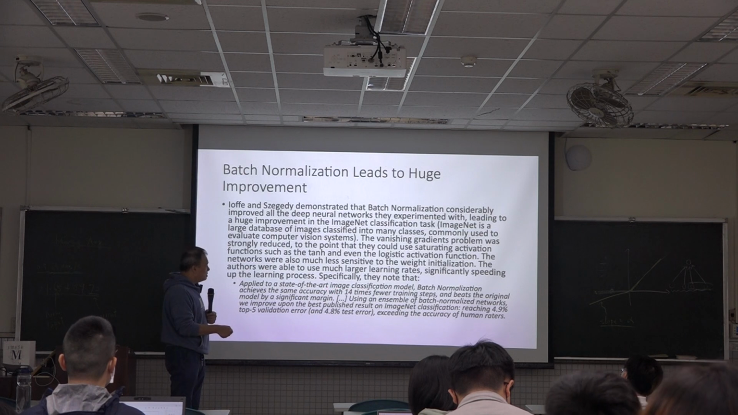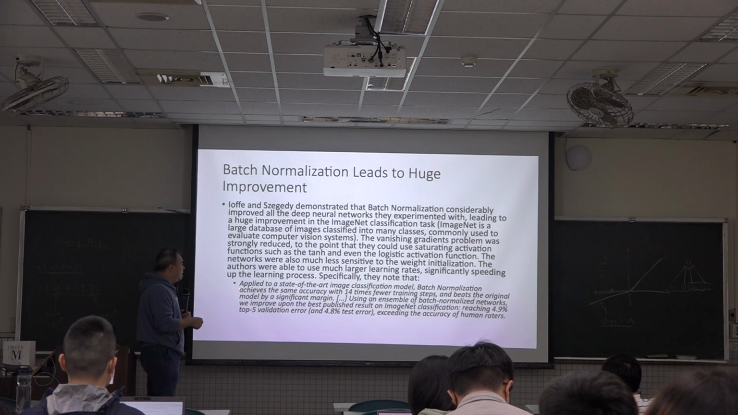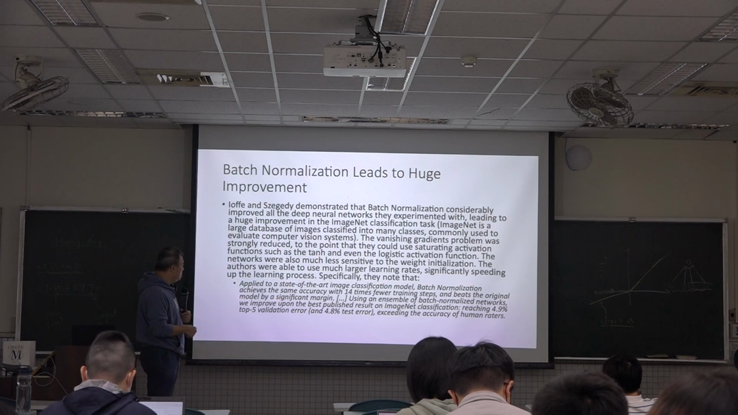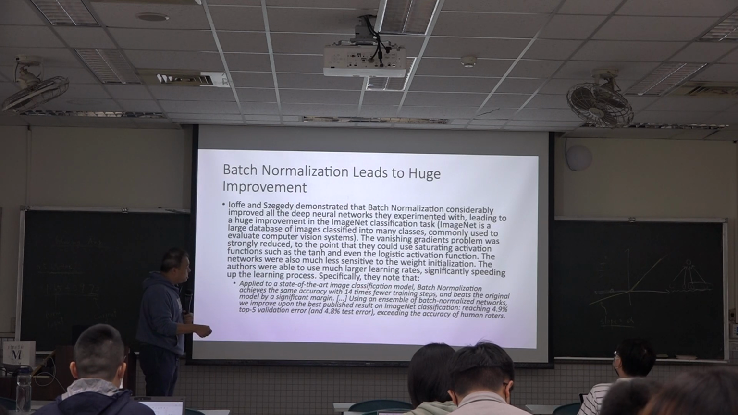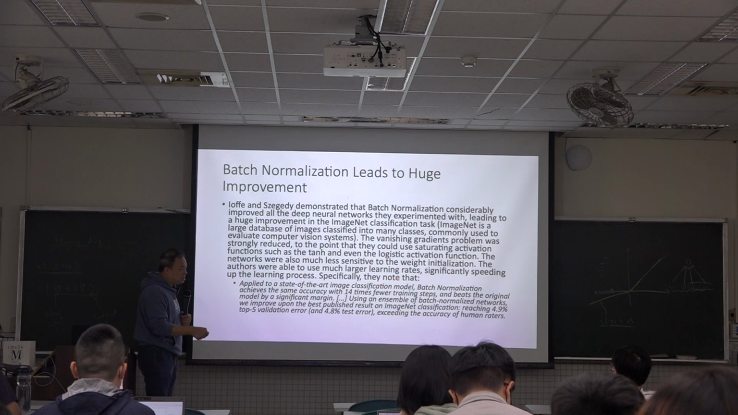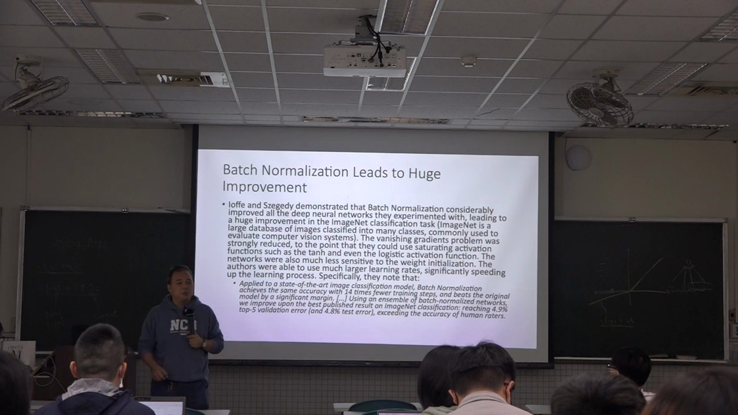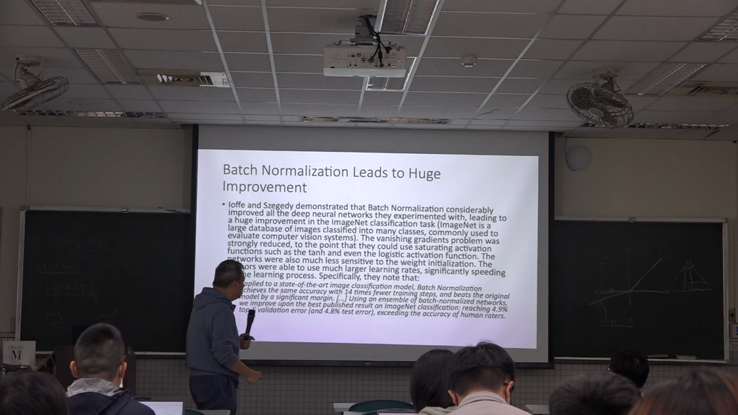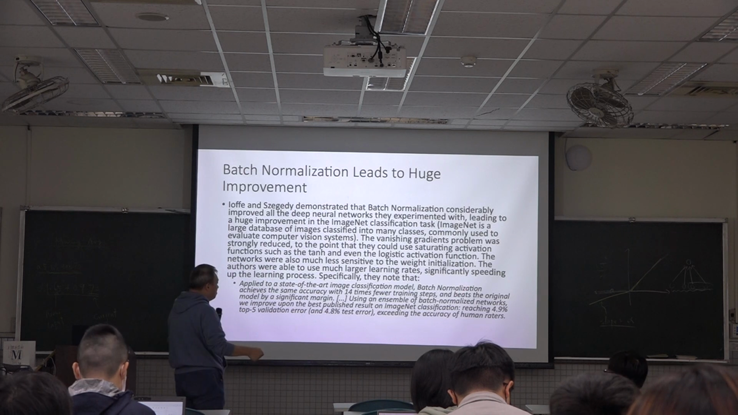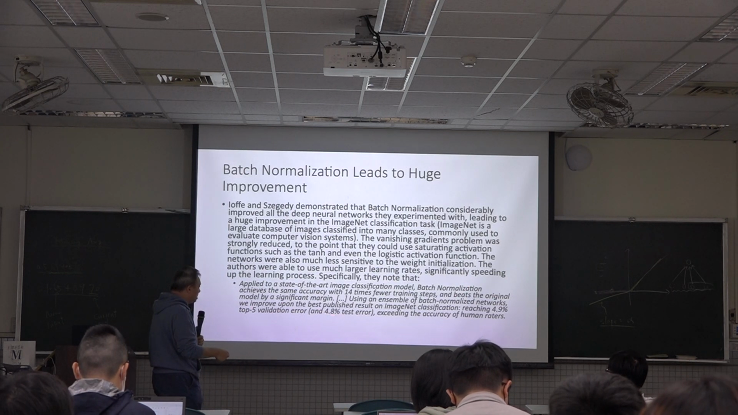Specifically, applied to a state-of-the-art image classification model, batch normalization achieves the same accuracy with 14 times fewer training steps. 14 times, not 14 steps fewer. So if the original needed 140 epochs, now we only need 10 epochs to get the job done, and it beats the original model by a significant margin.